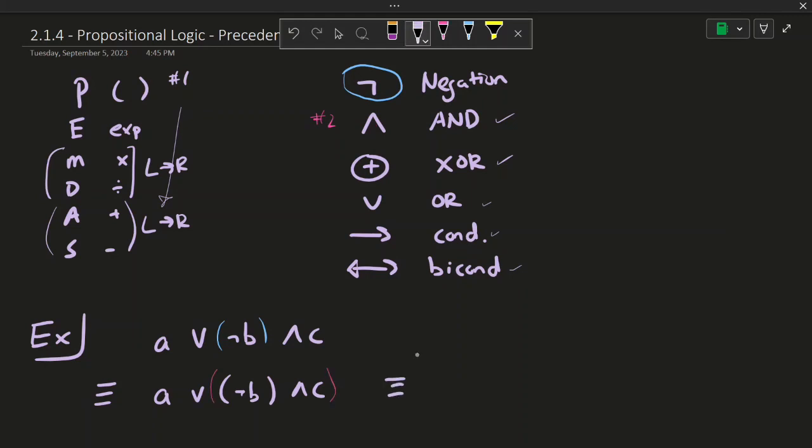And I'll continue this way so it's all in one line. Then A or, in parentheses, not B and C. And then that would be it really. At that point, we know that we're going to start here and then work our way out to the parentheses, and then finally finish off with A or whatever comes out of that parentheses.